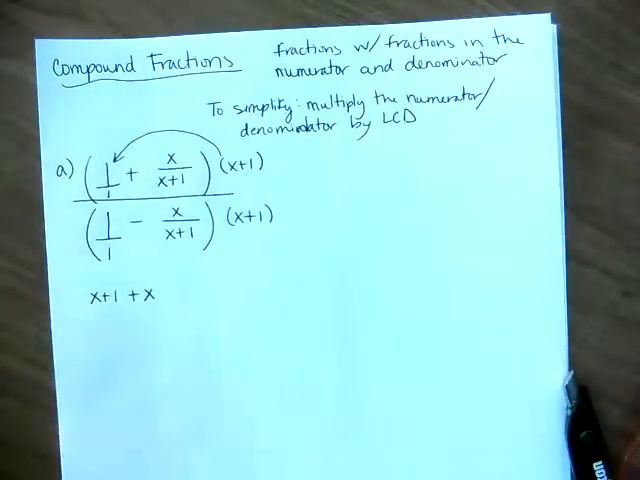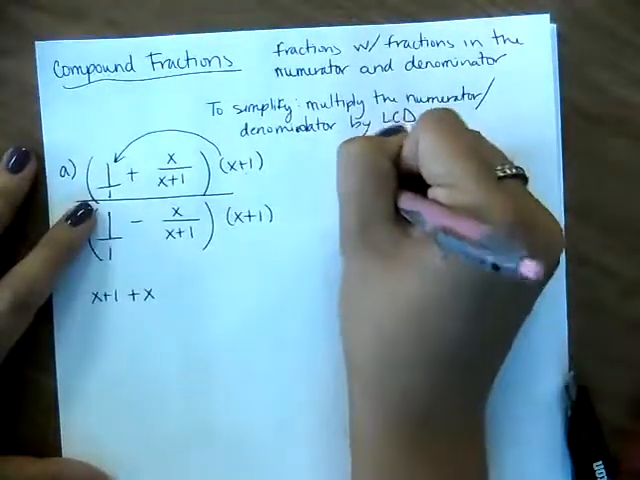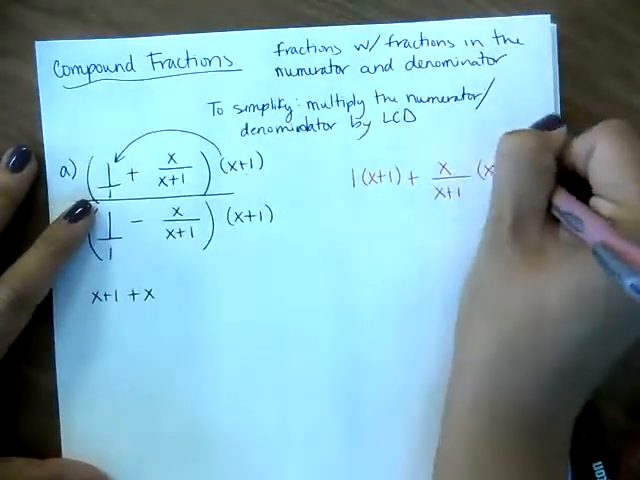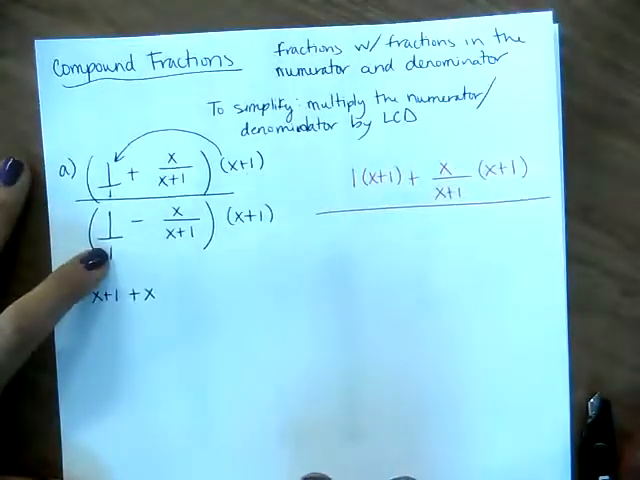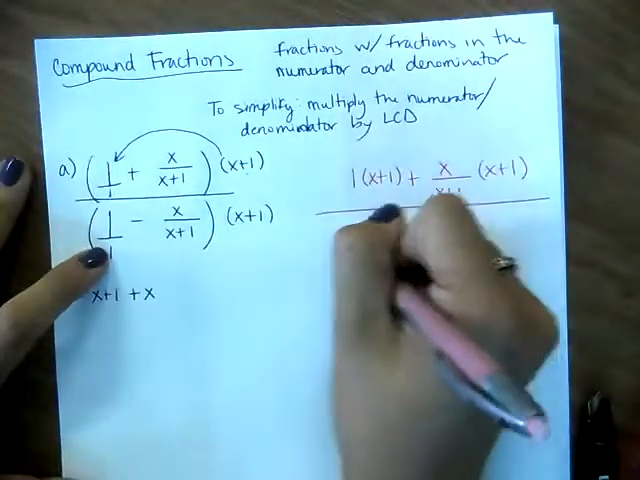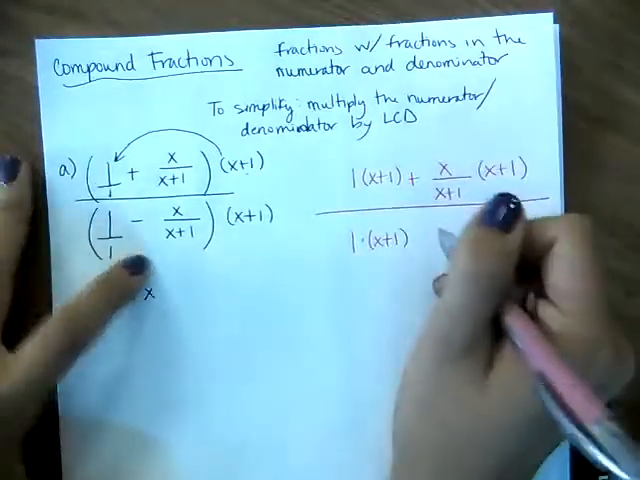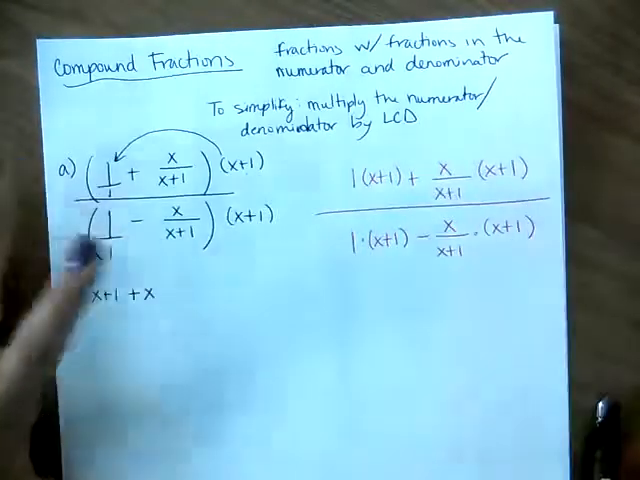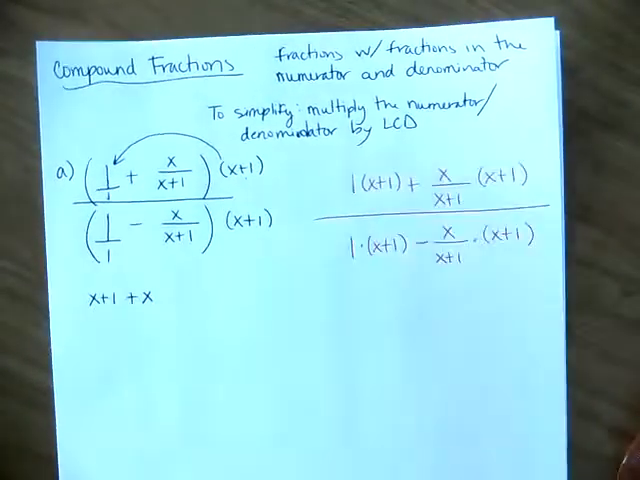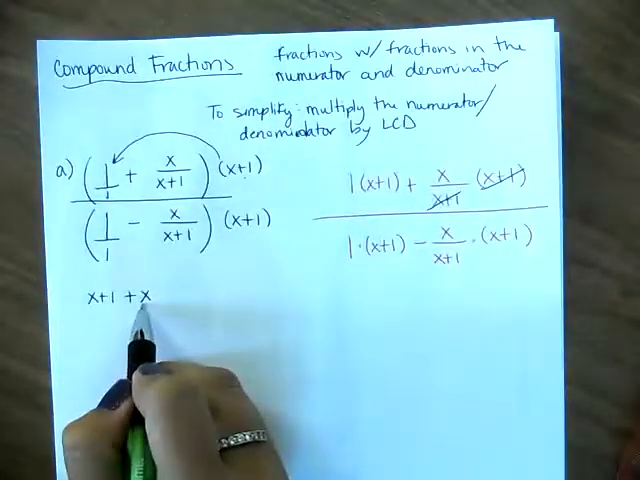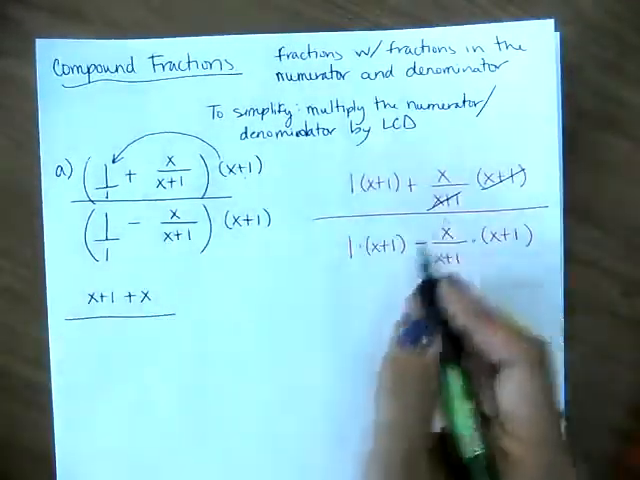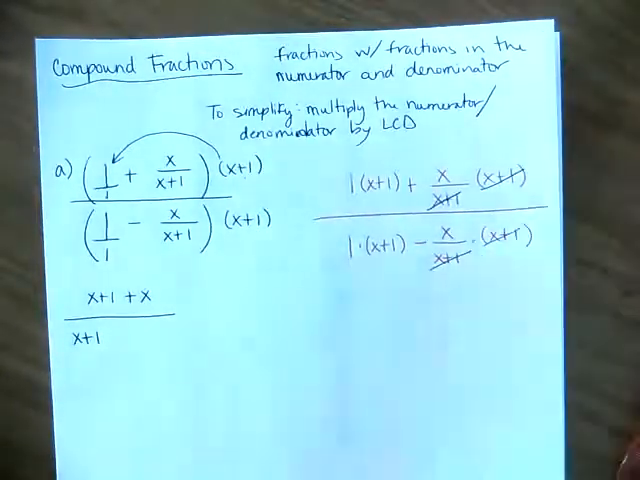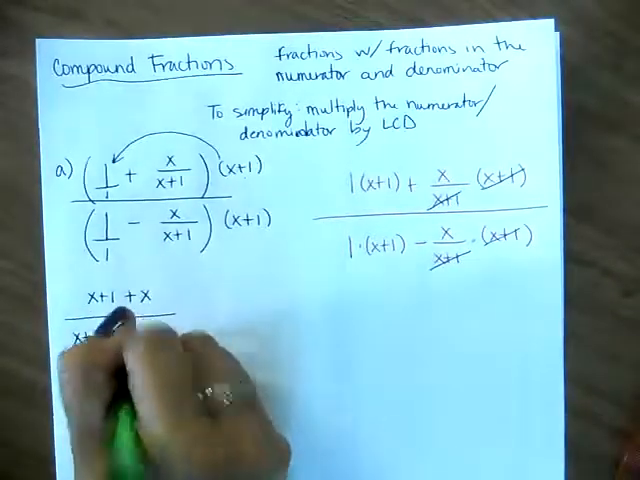You might want to write out on the side what we're doing here. So like 1 times x plus 1, and then we're doing x over x plus 1 times x plus 1. Then in the denominator, we're going to do the same thing. So I'm going to have 1 times x plus 1 minus x over x plus 1 times x plus 1. And then maybe you can see that canceling happening a little bit easier. So here the x plus 1's canceled. I was left with just the x. In the denominator, I'm going to get an x plus 1. And then again, that second term is going to cancel the x plus 1, leaving me with a minus x.